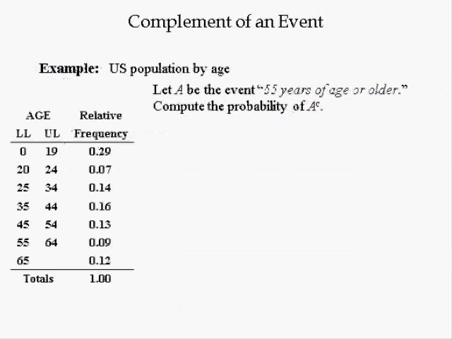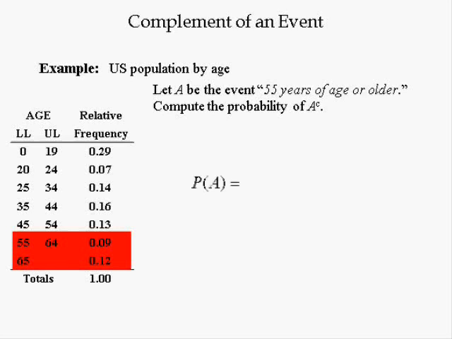Let A be the event 55 years of age or older. Using the data from the World Almanac 2004, compute the probability of A complement. The red box identifies the sample points in event A and their probabilities. The probability of A is the sum of its sample point probabilities, 0.09 and 0.12, which is 0.21.